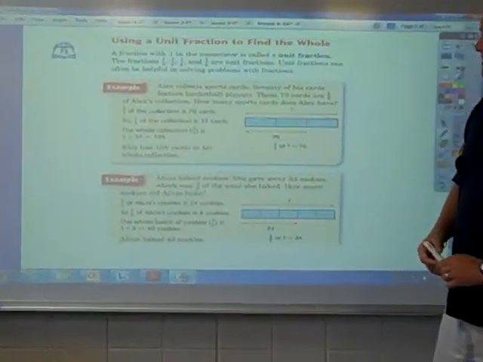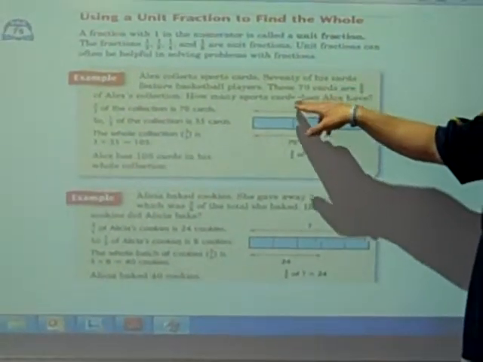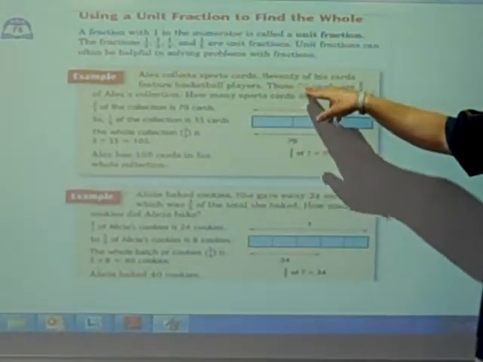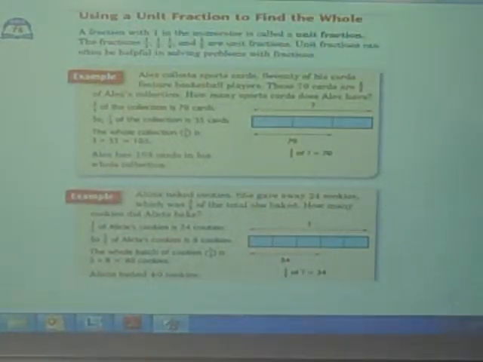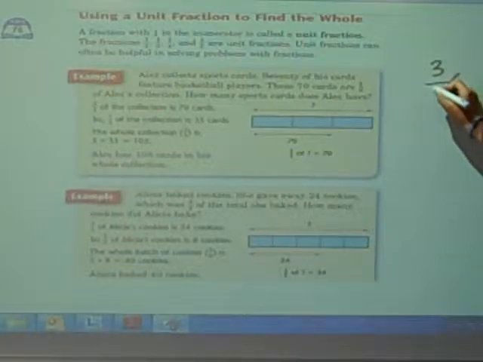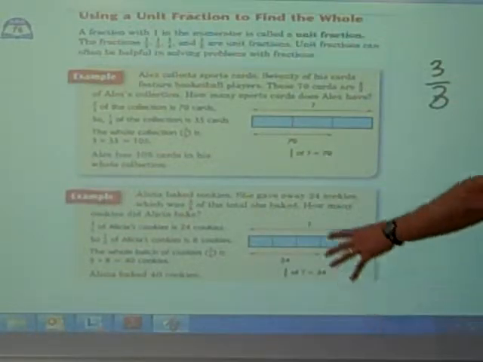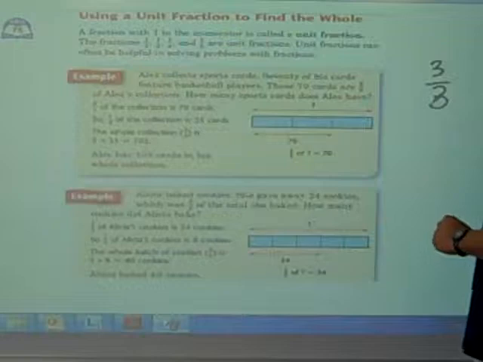So as he collects baseball cards, Alex does. 70 of his cards feature basketball players. The 70 cards are 2/3 of his collection. So his whole collection is going to end up being 3/3. We know part of it is going to be 70 cards.